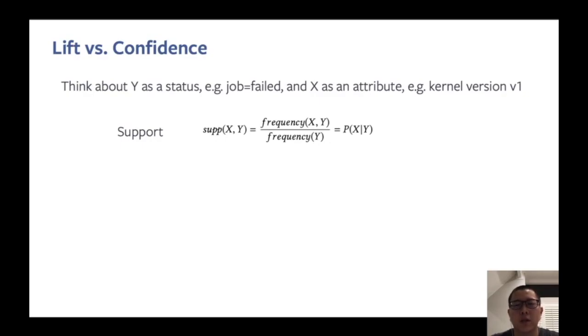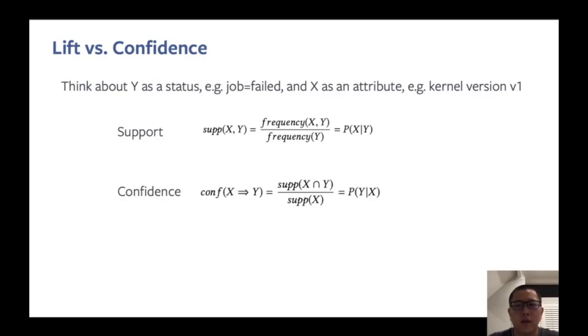This is measuring how common kernel version v1 is among all the failures, but it does not tell us anything about how common kernel version v1 is among all the successful jobs. So maybe kernel version v1 is just common across all the jobs, and that would still give us a very high support value.